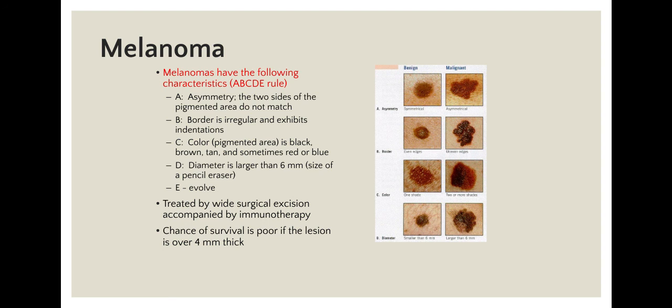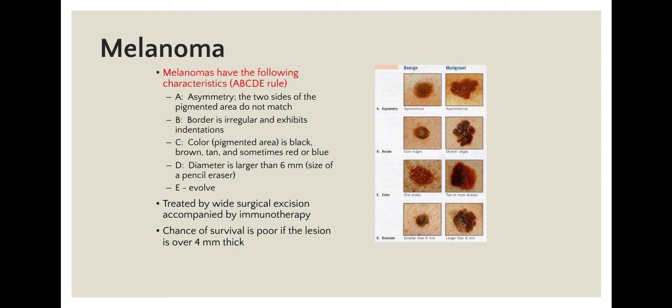B is the border. Is it a nice, precise border or is it really fuzzy and all over the place? It shouldn't really have indentation or irregular shape to it. C is the color, and this will depend a little bit on your skin tone, but is it really very different from the other markings on your body? Is it really brown or black? Does it look red or blue? Is the color multiple colors in one growth? That's a warning sign.